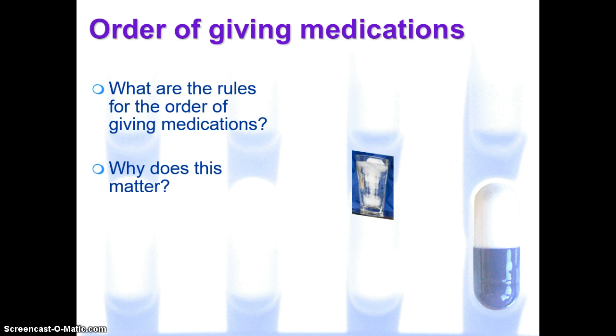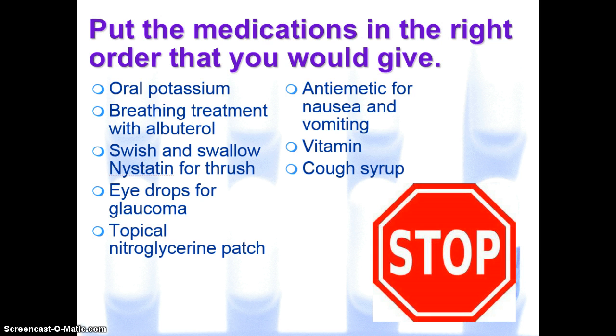When we give the respiratory medications, we think of giving the bronchodilators first because then the corticosteroids that come second are able to get into the deeper airways to be effective and to work. So when we look at these medications, the ones listed on the left side, your potassium, you give a breathing treatment of albuterol, which is a bronchodilator. Your nystatin for swish and swallow for a patient with thrush.